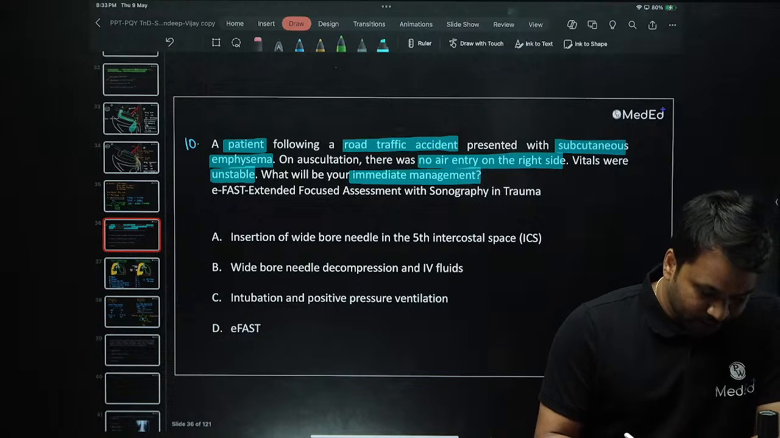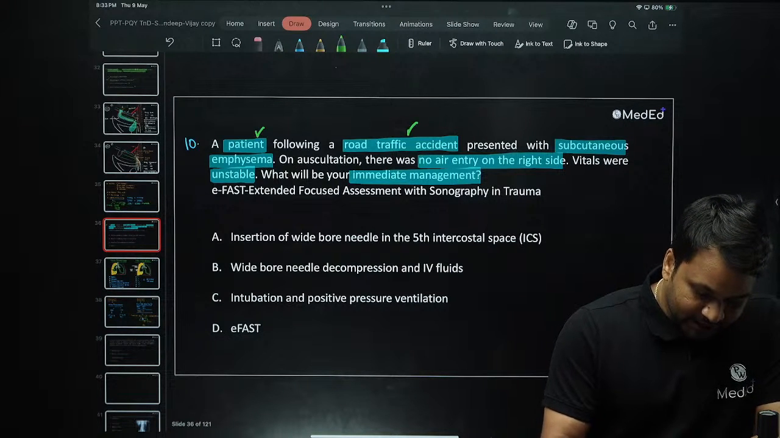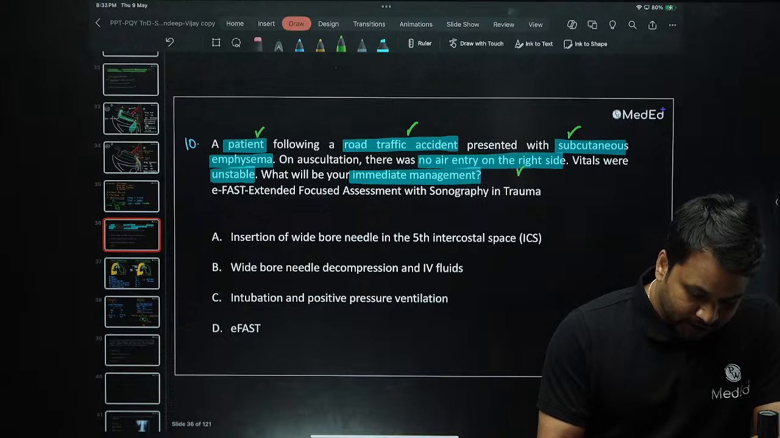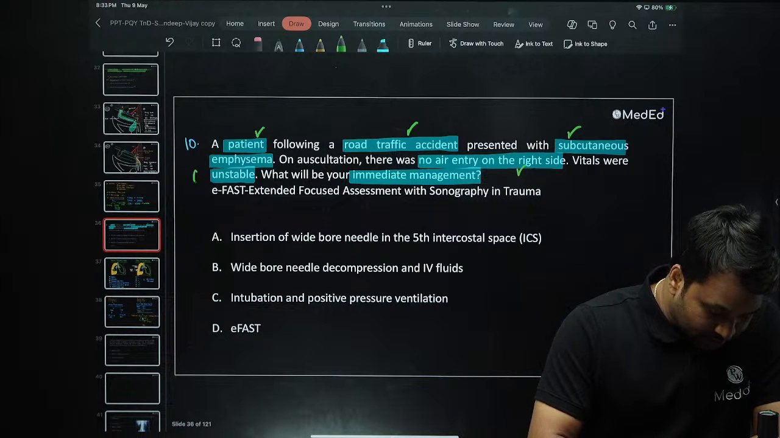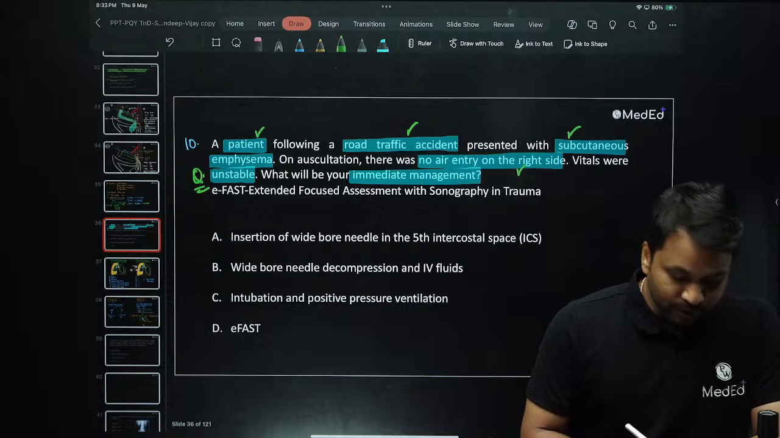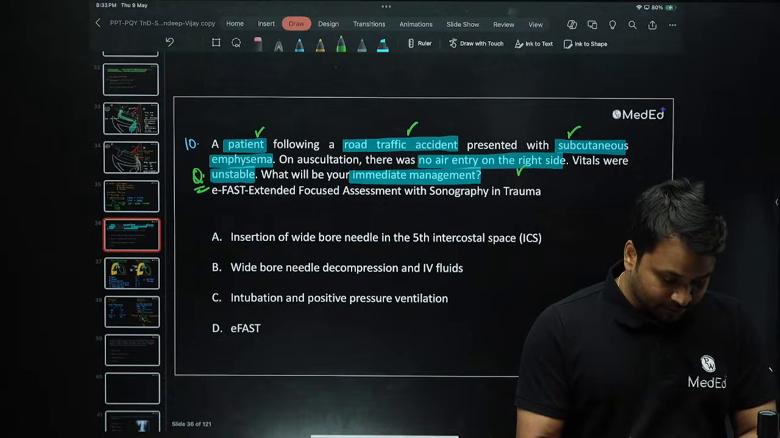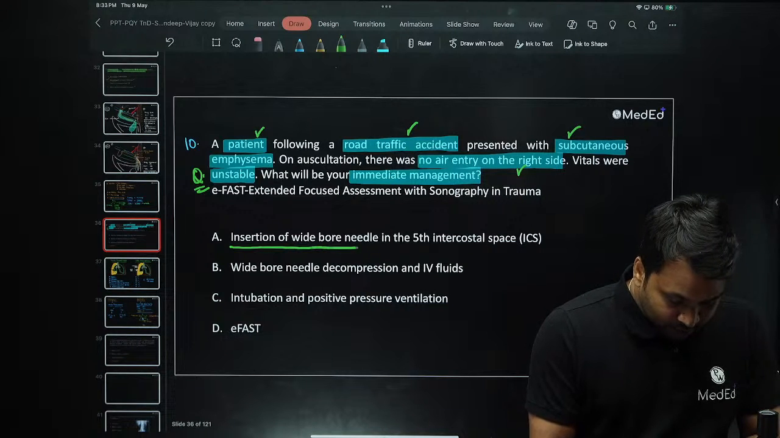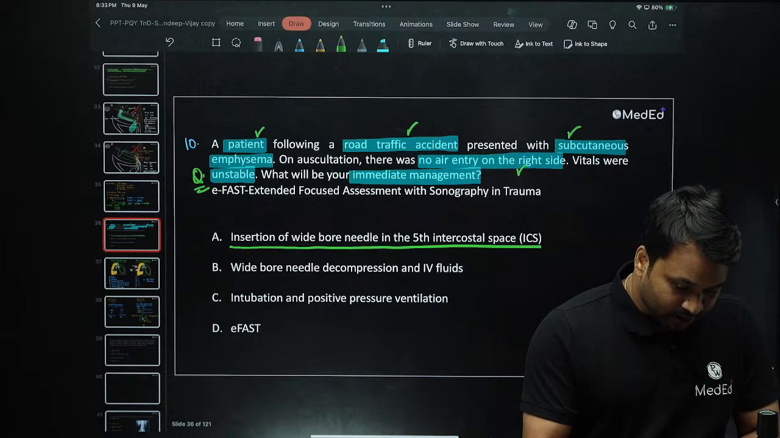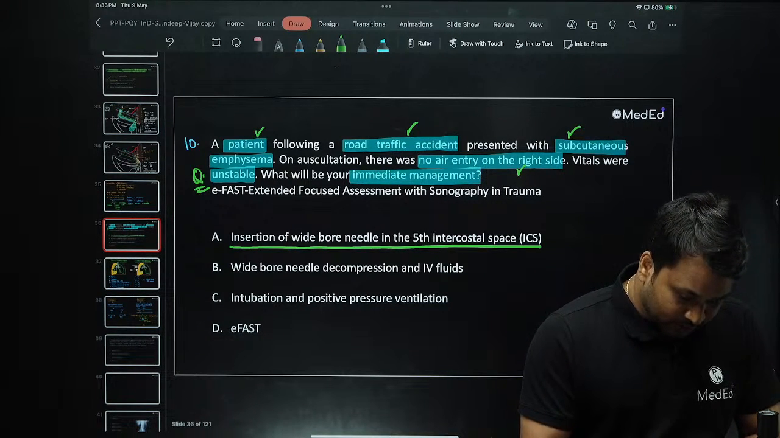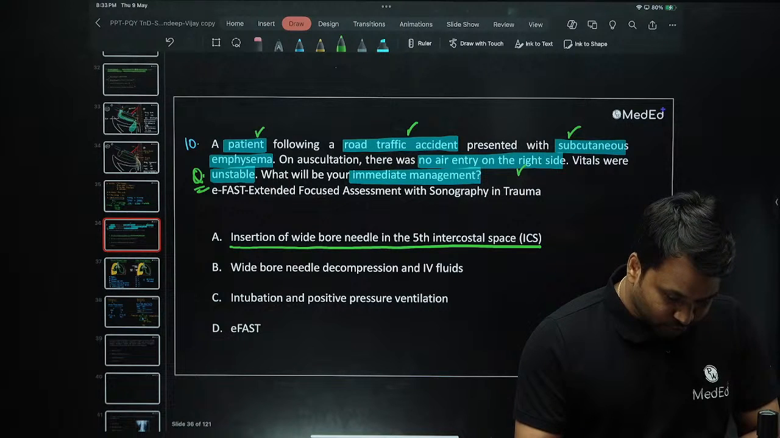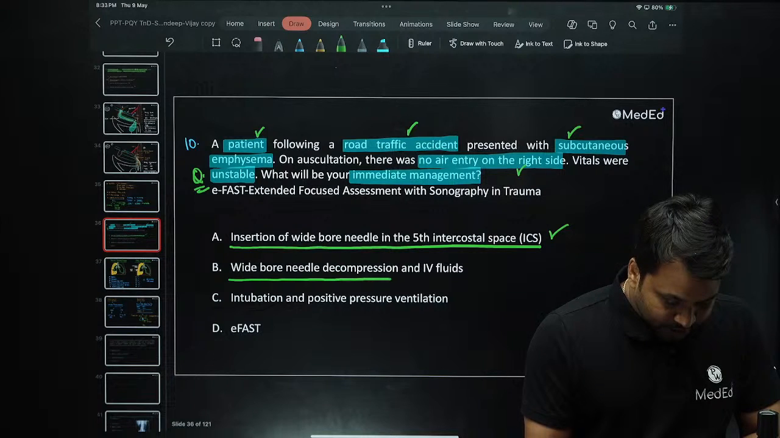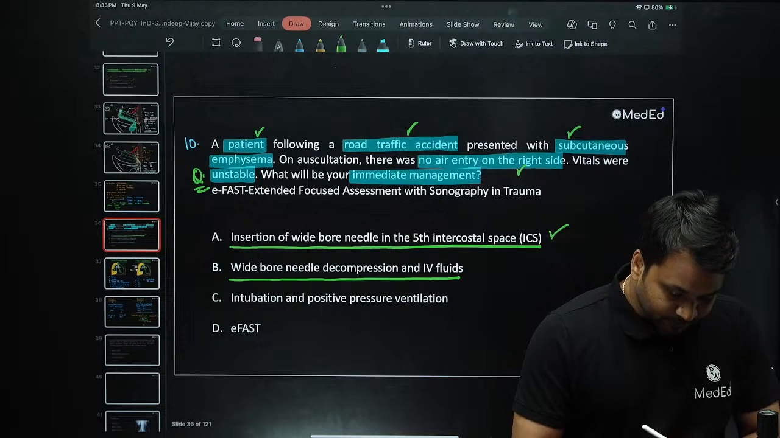What is the question saying? It says patient, road traffic accident, subcutaneous emphysema. On auscultation, no air entry, vitals unstable. This is important. What will be your immediate management? If it is unstable, what would you like to do? Would you like to insert a wide bore needle in the 5th intercostal space? Now, the patient, he did not give the age. I'm assuming it to be adult. I can do this. Wide bore needle decompression and IV fluids.